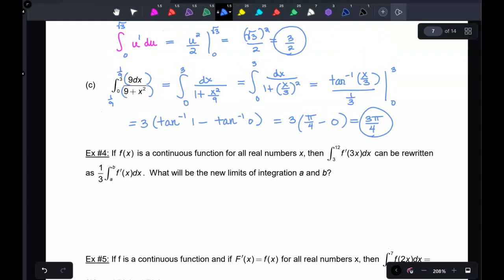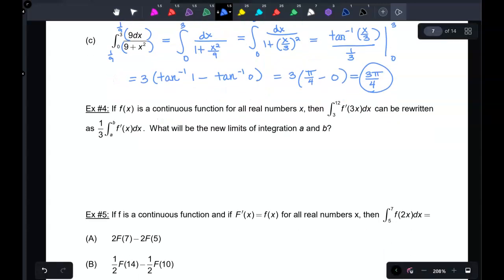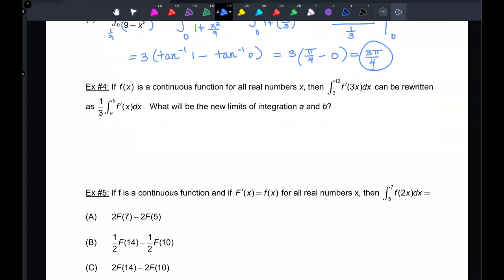Oh, from negative pi over 2 to pi over 2. Oh, here I made this. This should be a u and a du here. Sorry.